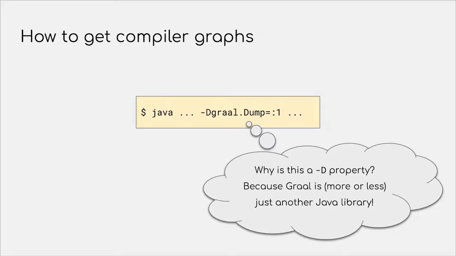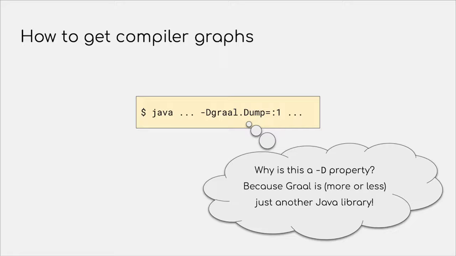How can we get the compiler to give us its internal data structure? Well, Graal's got this simple option. graal.dump equals :1. :1 is a notation you can use to specify what things you want. It's got some complexity, but :1 gives you what you probably want for most stuff.